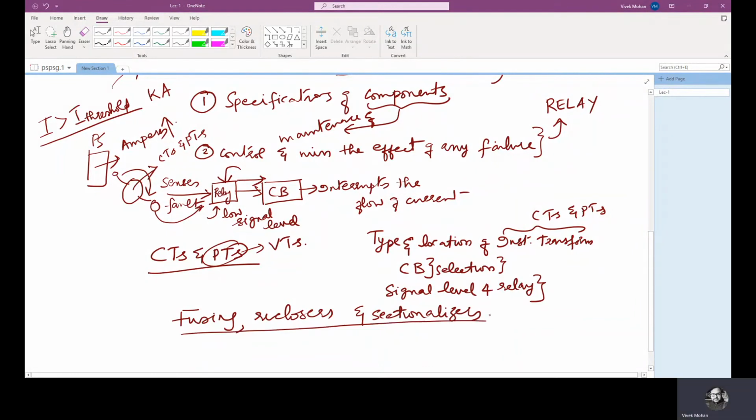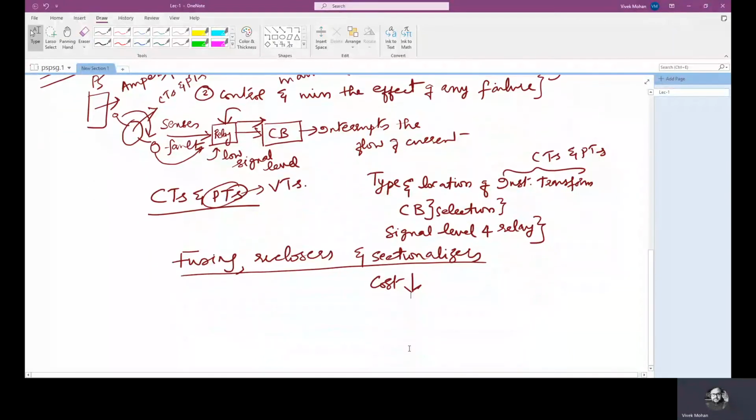These things can be used in place of relays sometimes to keep the cost down. Now, circuit breakers are located in between each power system component for disconnection. As I told you, there are 3 components here. So here one circuit breaker, here another circuit breaker, here another circuit breaker. So this can be isolated, this can be isolated. These components can be disconnected from the system and saved.